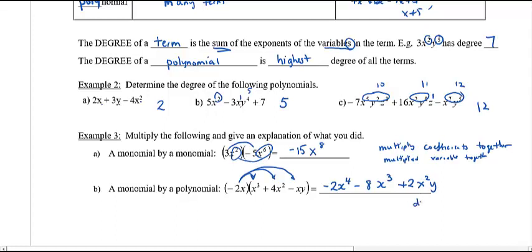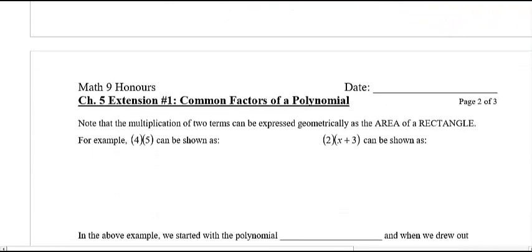So the key idea here is to distribute the monomial into all the polynomial terms. Okay? Alright, let's move on. Next page.